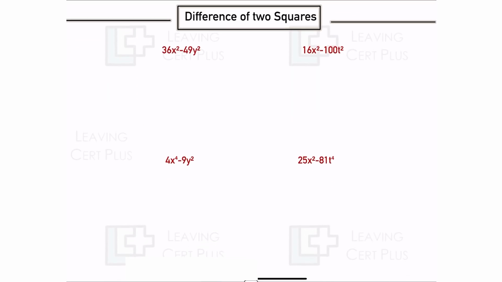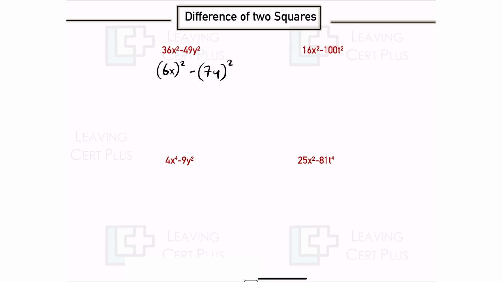Next type then is difference of 2 squares. So this is quite simple in that it's basically just identify your square numbers. So first of all, 36, if you got the square root of 36 alone, that would be 6, and then you've got x squared. So this is actually just 6x all to be squared, minus, and that would be 7y all to be squared. So it's the number and then also the letter beside the number.